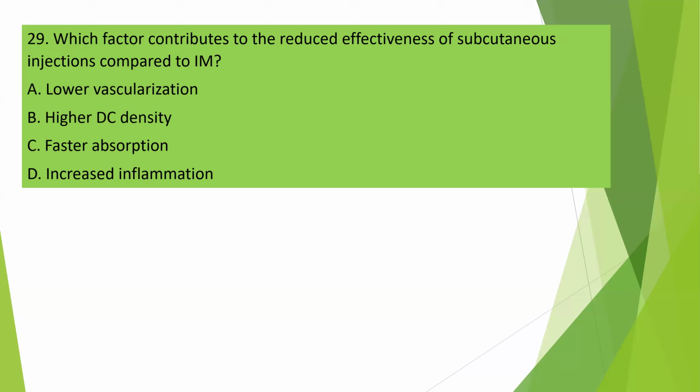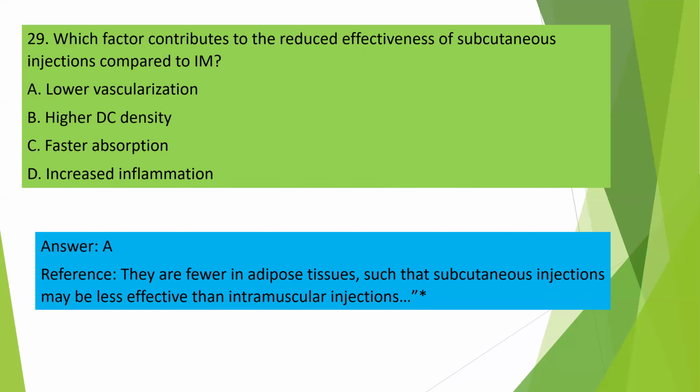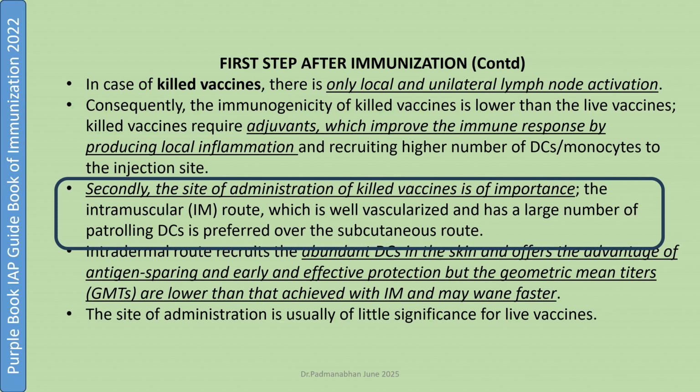Which factor contributes to the reduced effectiveness of subcutaneous injection compared to IM? There are fewer dendritic cells because of lower vascularization. Only if the blood supply is there, will dendritic cells be there. Adipose tissues have fewer of them, such that subcutaneous injection may be less effective than intramuscular injection.